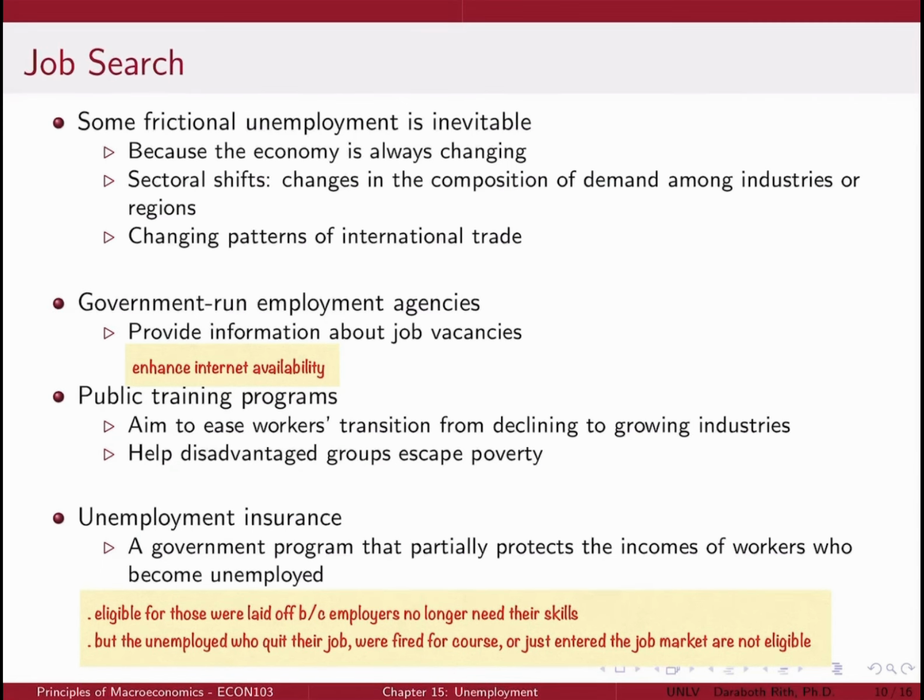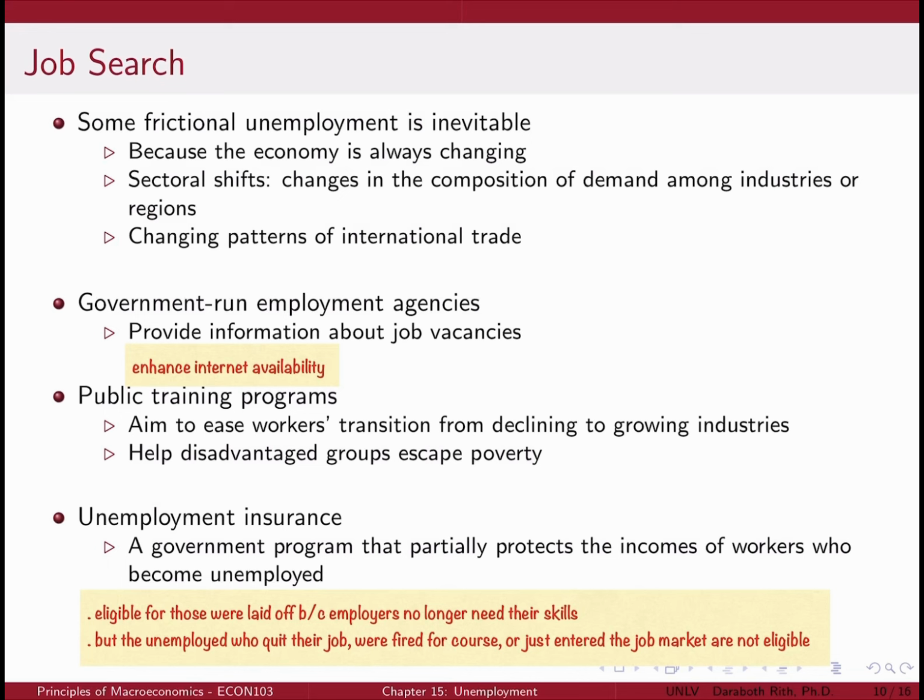Unemployment insurance is a crucial government program that partially protects the incomes of workers who become unemployed. It's designed for those who were laid off because employers no longer need their skills. However, it is important to note that those who quit their job, were fired for cause, or just enter the job market are not eligible for this benefit.